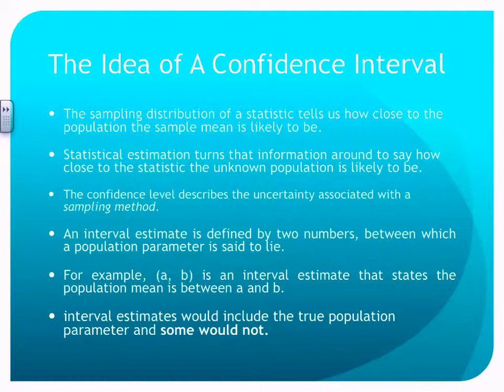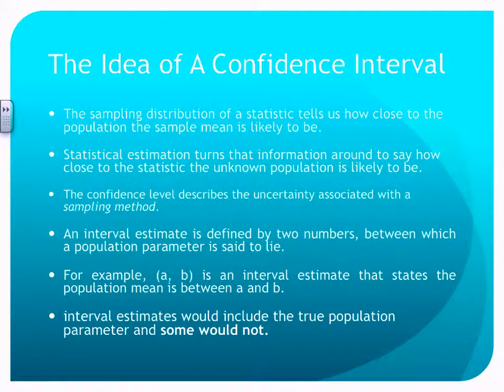Okay, so the idea of a confidence interval is that the sampling distribution of a statistic tells us how close to the population the sample mean is likely to be. Statistical estimation turns that information around to say how close to the statistic the unknown population value is likely to be. The confidence level describes the uncertainty associated with the sampling method. So there is an uncertainty here: we're pretty confident that we know where the true population value will be, but it doesn't mean that it has to be there. It could sometimes be outside of our intervals.